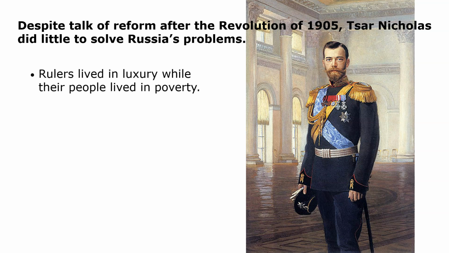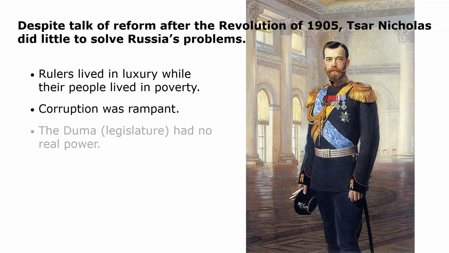We still had the elites, the rulers living in a very luxurious lifestyle, while most of the population lived in poverty. Corruption was rampant throughout the government of the Tsar, and the legislature in Russia, called the Duma, had no real power. They existed, but it was an autocratic regime controlled by Tsar Nicholas.